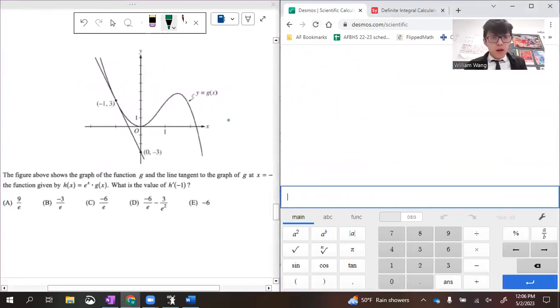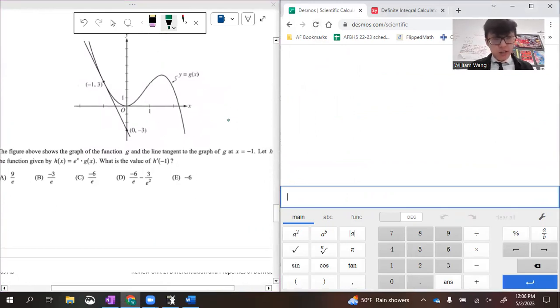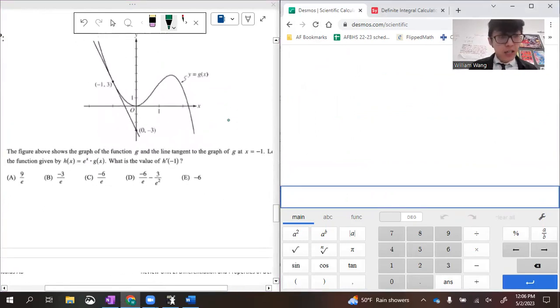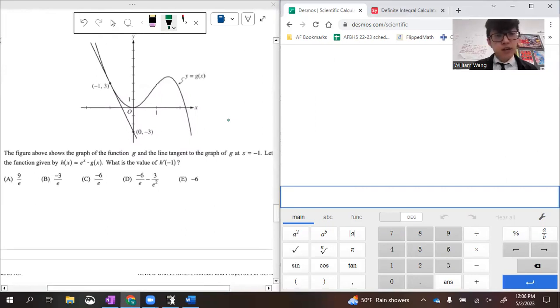All right. The function above shows the graph of the function g and the line tangent to the graph of g at x equals -1. Let h be the function given by h of x equals e to the x times g of x. What's the value of h prime of -1? So I want to find the derivative of h of x at x equals -1. All right, so let's find h prime of x.